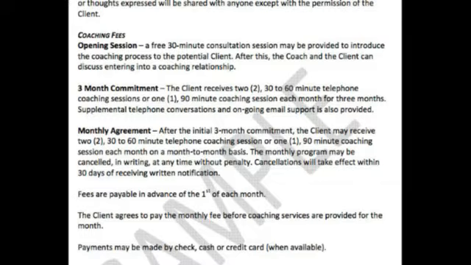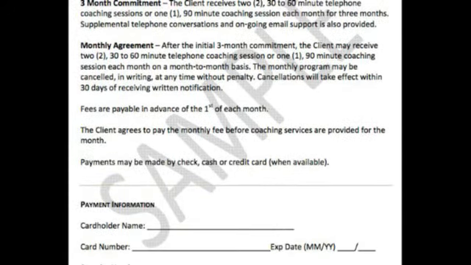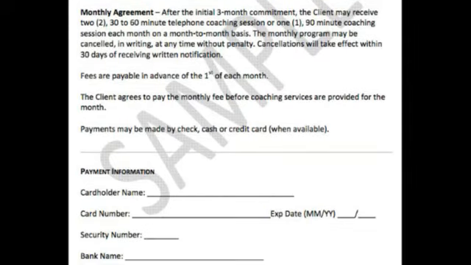Fees are payable in advance on the first of the month. We don't even know what the fees are, so I don't even understand that. But the client agrees to pay the monthly fee. So this is very vague about what the terms are. And then that's it. Then they're like, here's your credit card. Was there even anywhere to sign it? There's nowhere to sign it.